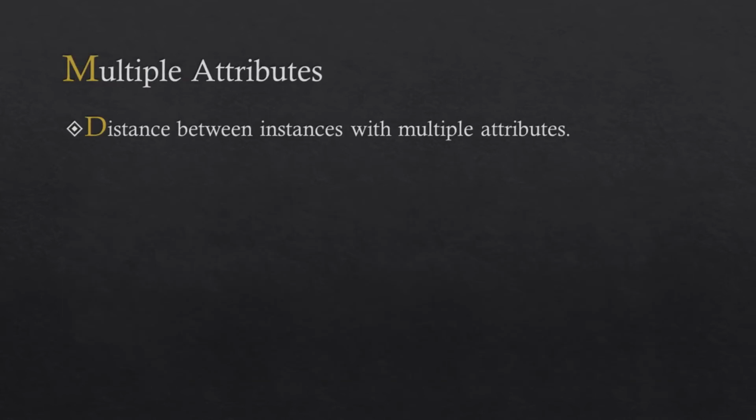Multiple attributes. Distance between instances with multiple attributes. Ngayon naman ay yung pag-solve ng distance between instance with multiple attributes. So, ang halimbawa ng multiple attributes ay ang contact number. So, possible na magkaroon ng maraming contact number ang isang data object. Kung saan, ang single attributes naman, ang halimbawa nito ay age na isa lang dapat ang value ng age ng isang person as data object.